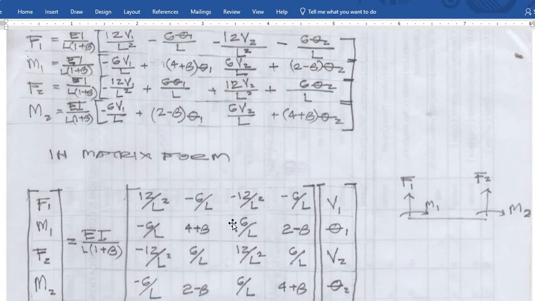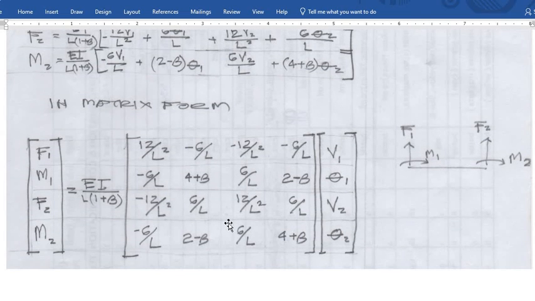Yan. So, take note that in this matrix, yung V tsaka theta, these are unknowns. Tapos, itong square matrix na yan, this is square kasi you have 4 rows and you have 4 columns. Okay? Lahat ito galing yan sa beta tsaka sa L. Okay? Yung beta mo, galing yan sa properties. The L is simply your length.